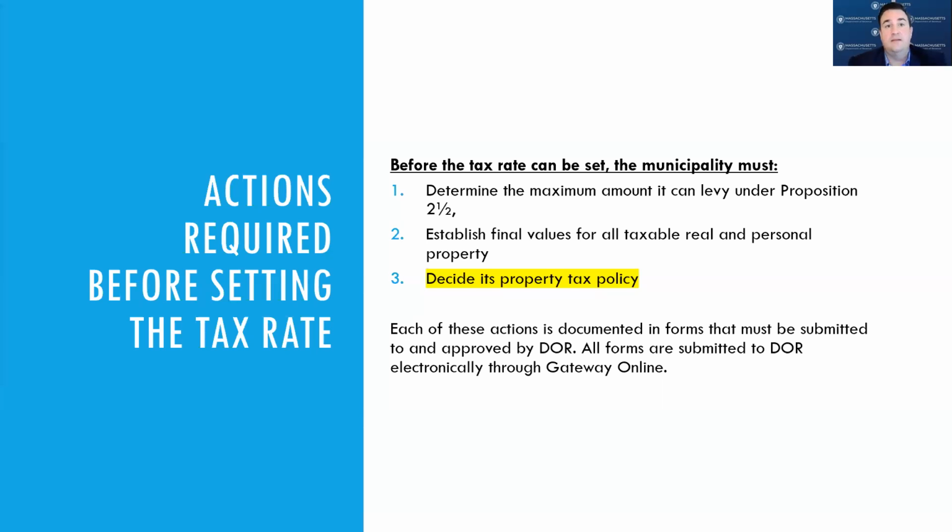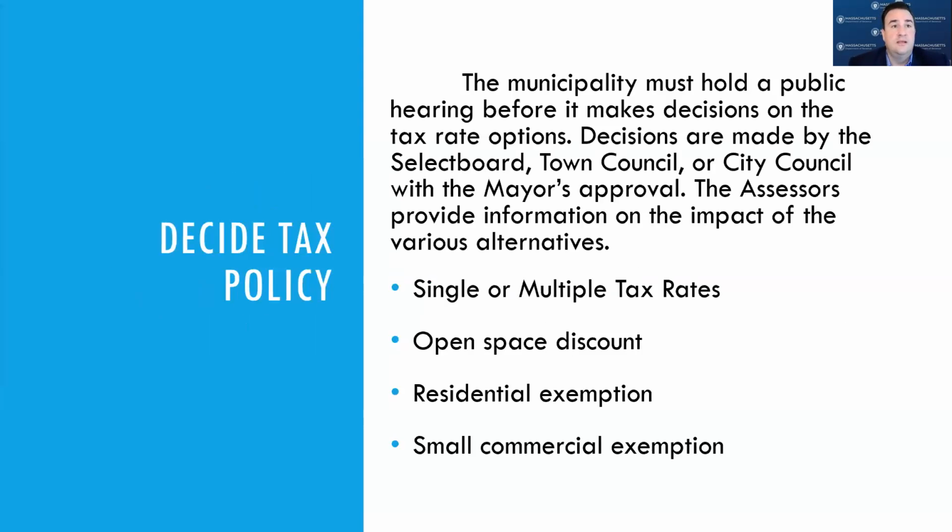At that point, what we're going to get onto is deciding tax policy. So as far as tax policy, there's kind of 4 different categories or 4 different votes. One vote would be to have a single or multiple tax rate. One's going to be an open space discount if you have open space classified in your jurisdiction. The other option is a residential exemption and a small commercial exemption.